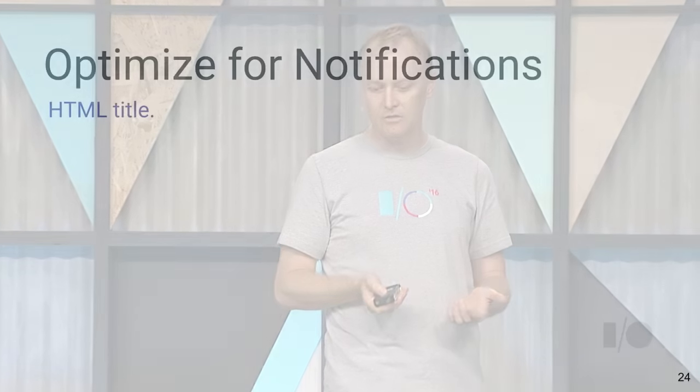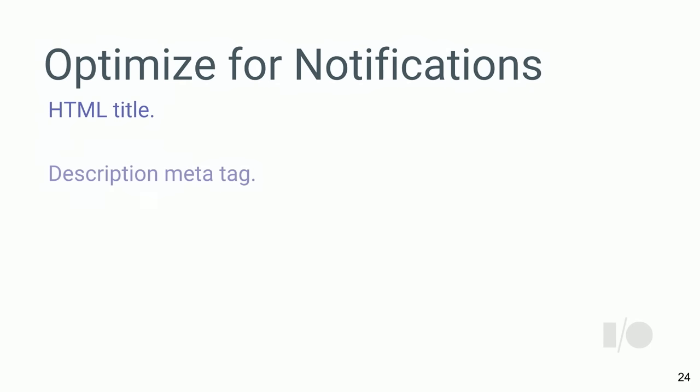OK, so how do you optimize your website for these notifications, for the metadata? Now, these are all based on standard HTML concepts, and I'm going to show you an example of this too. Firstly, you need an HTML title. You're going to need a description meta tag. You need an icon of at least 96 by 96 pixels. So where is that number coming from? Well, we've done some testing, and anything lower than that doesn't really look good as a notification on most mobile devices. So at least that dimension.